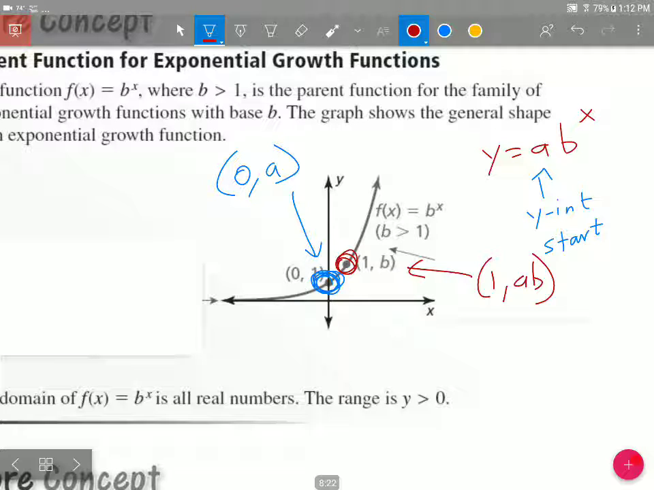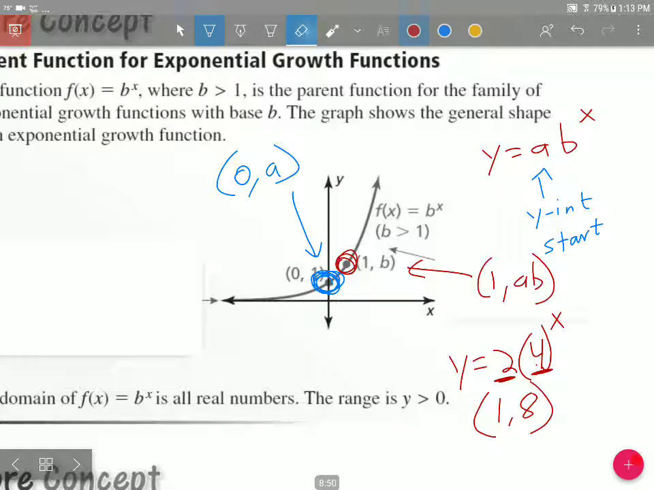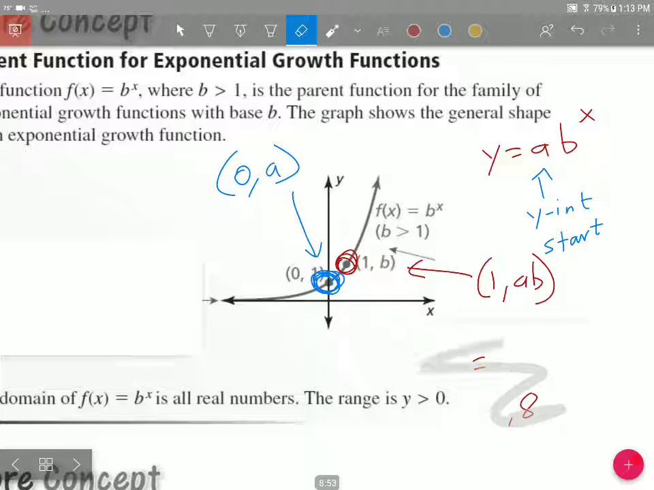And this is for if you've got growth. If it's growth, this is generally what your formula looks like. Like if you had y equals 2 times 4 to the x. 2 times 4 is 8, so it would be at the point (1, 8). Does that make sense? Well, your a is 2, your b is 4, 2 times 4 is 8. What about the exponent? Don't worry about it. I'm serious. Your exponent is not part of this. It just says take your a value, take your b value, and multiply them together. That's all you've got to do.